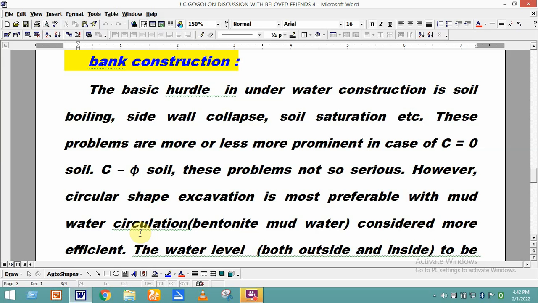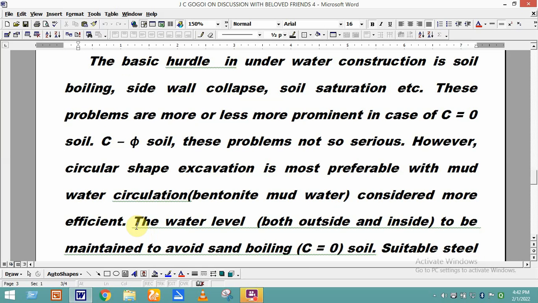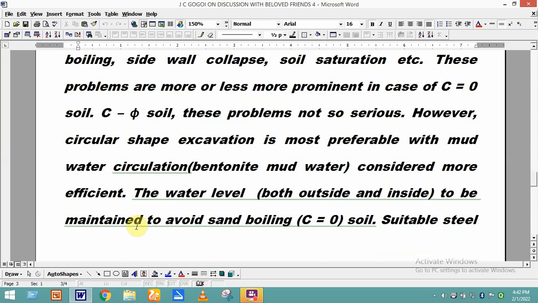All these surroundings shall be under mud water. The water level both inside and outside is to be maintained to avoid sand boiling. If the water level is the same outside and inside, then we can resist the sand boiling.